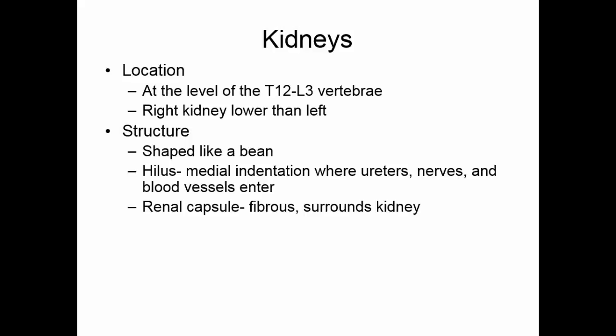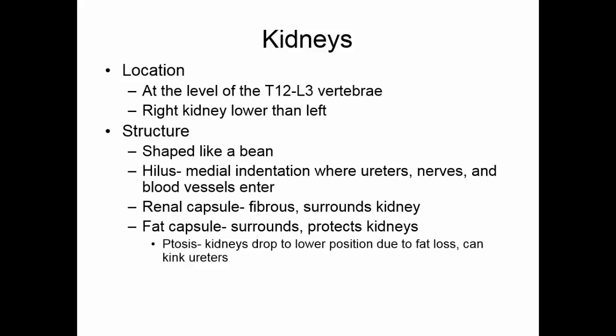There is a tough, fibrous connective tissue capsule that surrounds the kidney that's known as the renal capsule. Also, there is a fat pad around the kidney. This helps protect and insulate the kidney. During extreme starvation, this fat capsule may deplete. If that happens, the kidneys may drop to a lower position. This can kink the ureters. This is a condition called ptosis or nephrotosis.